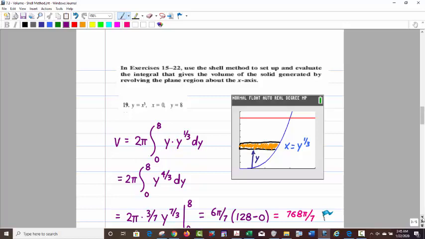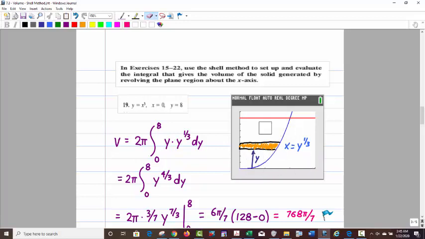Now this time we're looking at the distance going across here, not up and down. So you might think this looks similar to that picture in the last problem, where it's going to be an upper minus lower, but no, we're going this way. Notice as you go across here, you have the same function, x equals y to the 1/3.